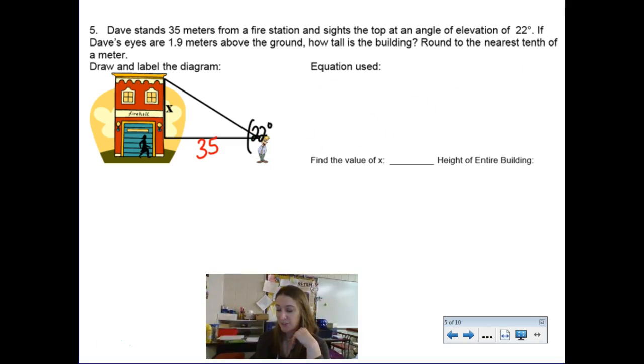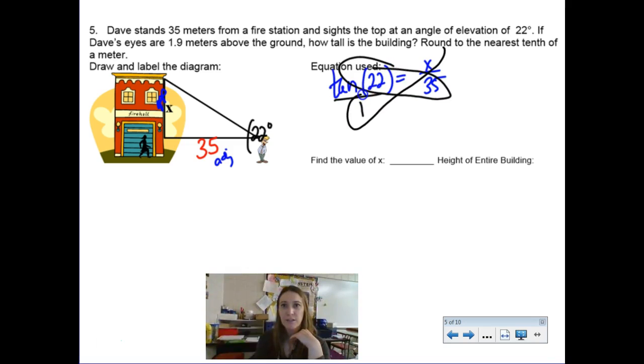And once again, we have a tangent ratio, because this is opposite of Dave, and this is adjacent to Dave. So we're going to set up the tangent of 22 degrees equals opposite over adjacent. And again, I cannot tell you what to type in your calculator, that's on you. So this is a cross product again, and we end up with x equals 35 times the tangent of 22. If you typed it in the other order, that's fine. Just make sure you close your tangent parenthesis. And then when you get that on your calculator, it came out to 14.1 meters.